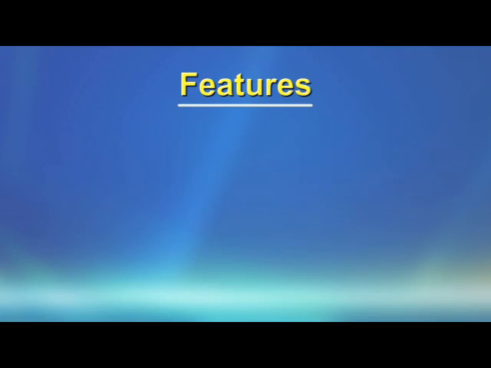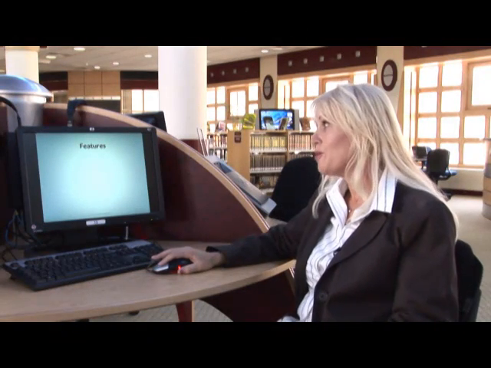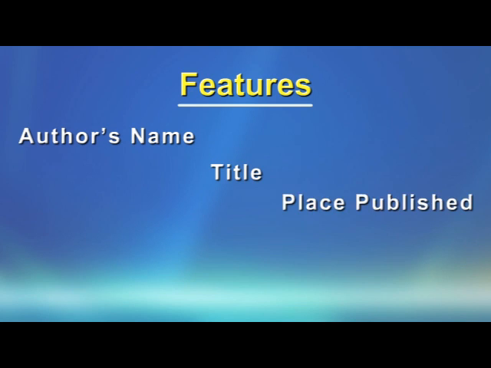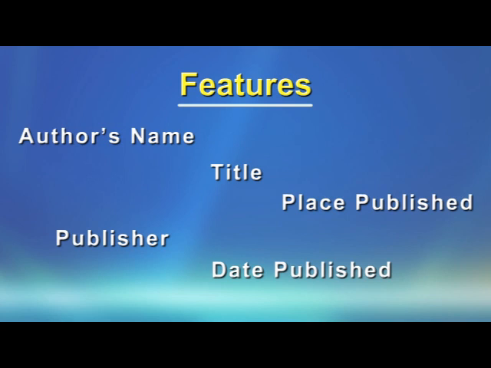Now, even though they are very different kinds of resources, there are some features that remain the same, and they would be the author's name, the title of the book or the magazine or the database website, the place published, and the publisher's name, as well as the date that that resource was published.